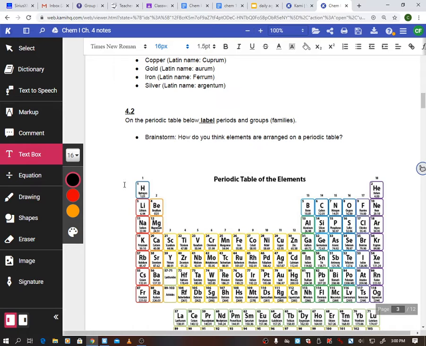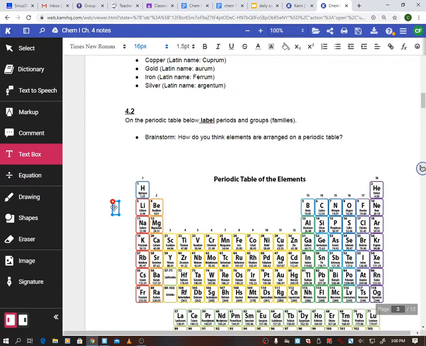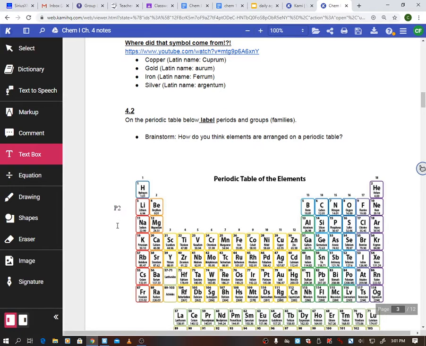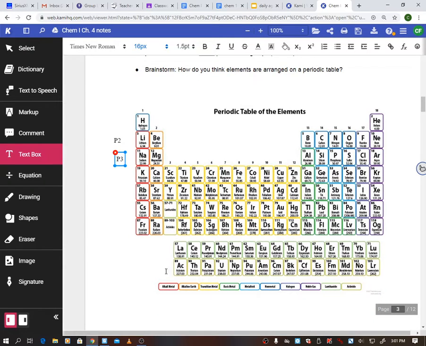The periods go across. So hydrogen and helium are in period 1. Let me go ahead and do a text box here. This right here would be period 2, lithium, beryllium, boron. Sodium would start period 3. And then potassium is period 4, 5, 6, and francium being 7. Now we will talk about these guys much later on too. It's in chapter 9, but I've rearranged the chapter so we'll see them before that.